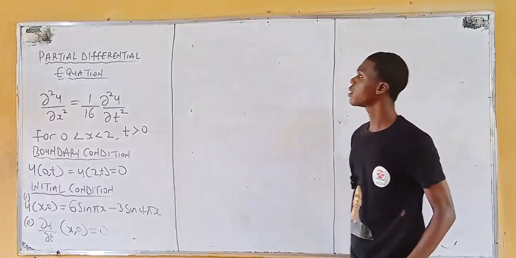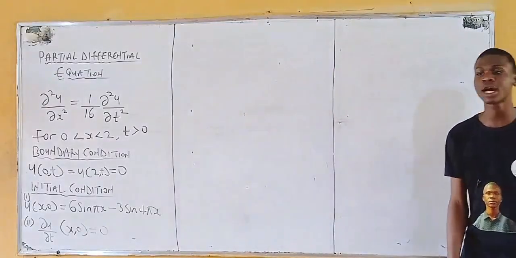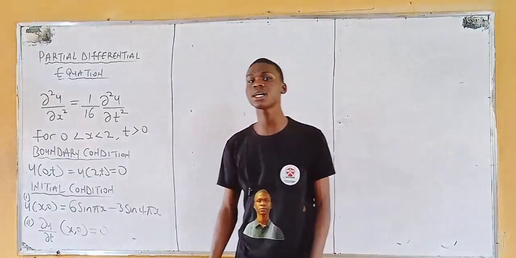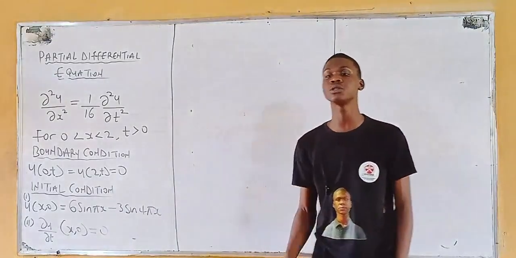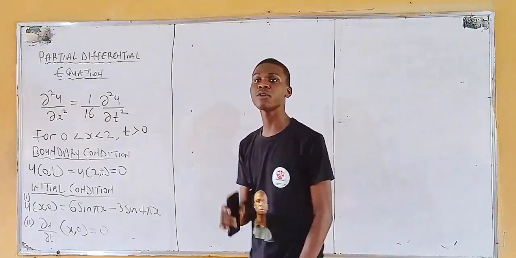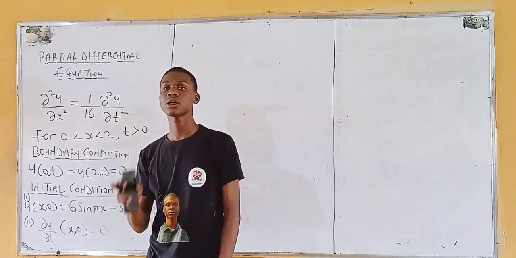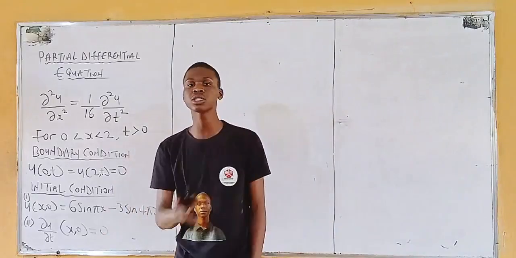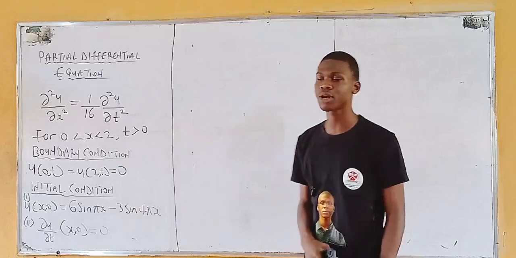Example 1 on partial differential equation. When we started, we said under partial differential equation, we'll be looking at several equations. The first one was the wave equation. The second one was the heat equation. The third one was the Laplacian equation and Poisson equation.